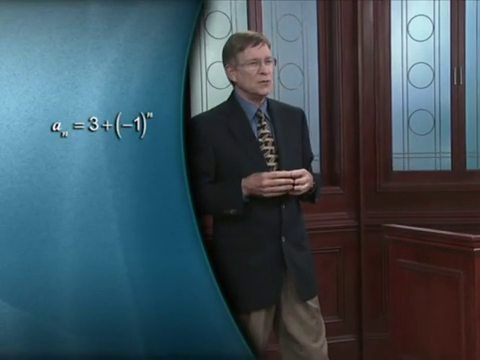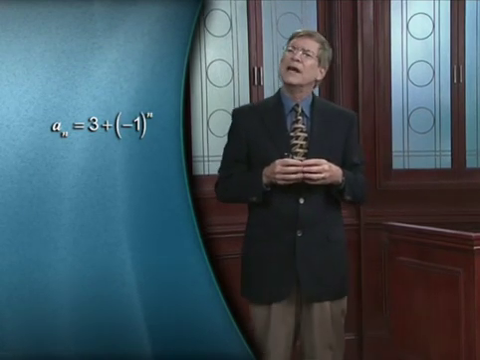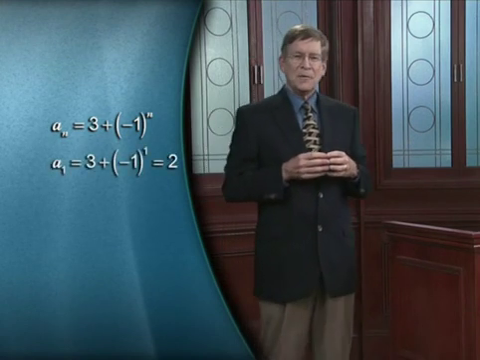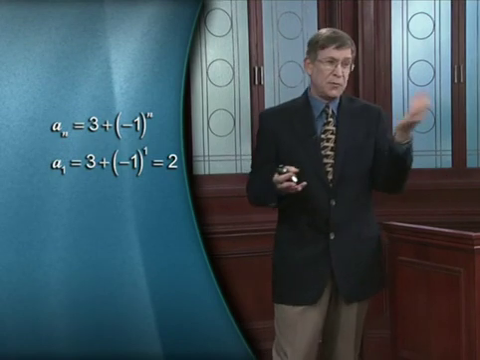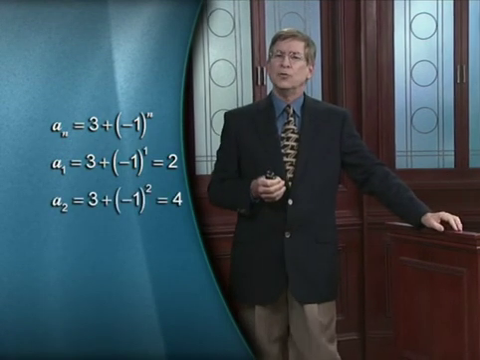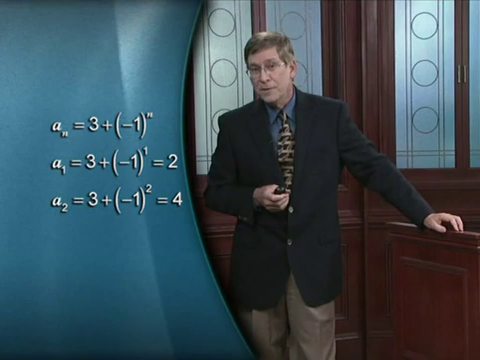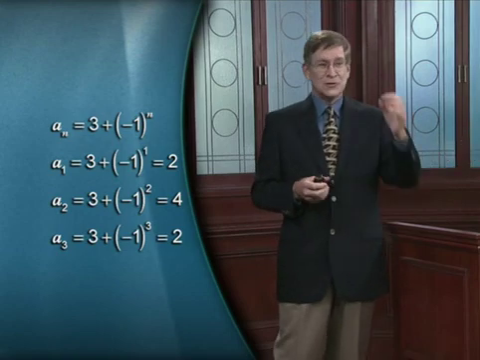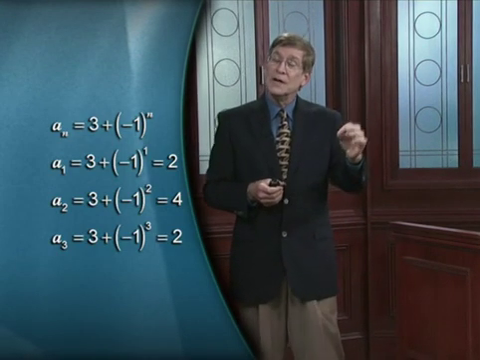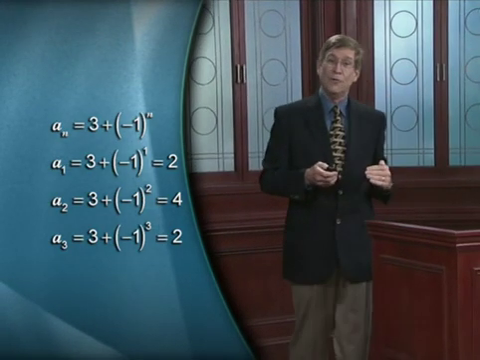Let me show you another example. Suppose our rule for this sequence is 3 plus the quantity minus 1 to the nth power. Well, plug in 1 and you get 3 plus minus 1 to the first power. That's just minus 1. 3 minus 1 is 2. Now plug in n equals 2. Well, minus 1 squared is positive 1, so 3 plus 1 is 4. The third term is back to 3 minus 1 because minus 1 cubed is minus 1. So it goes 2, 4, 2, 4. I think you see the pattern, don't you? It goes like that forever, back and forth between 2 and 4.